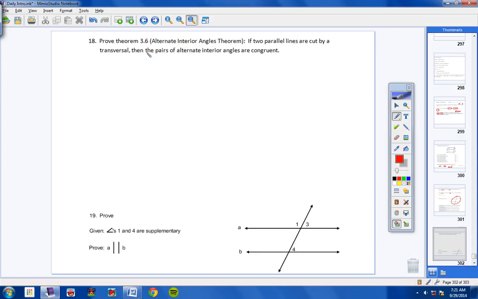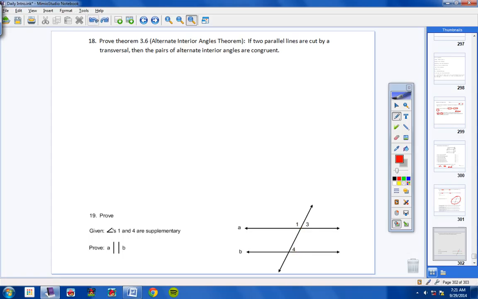Number 18, I want you to prove theorem 3.6, and I've given you that theorem here. If two parallel lines are cut by a transversal, then the pairs of alternate interior angles are congruent. So prove that in the space provided. And then number 19, I'm giving to you that angles 1 and 4 are supplementary, and then I want you to prove that A and B are perpendicular. It's pretty easy proof. Now, if you don't get it right, then I'm not being critical. I'm just saying it's pretty simple. Probably a 3 or 4 step proof and you're finished.